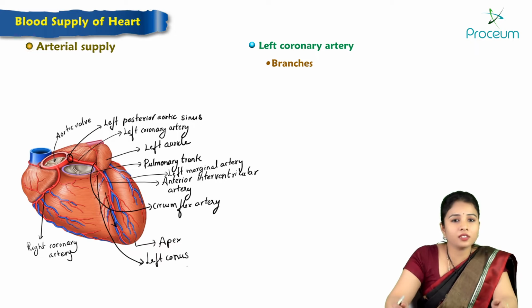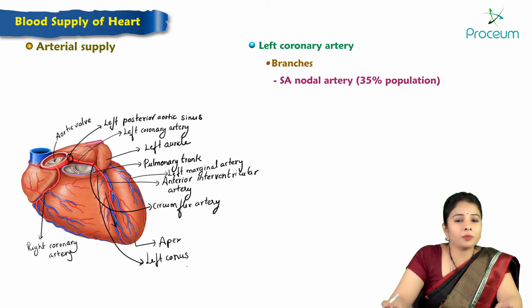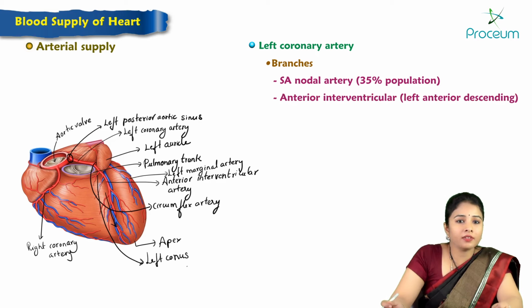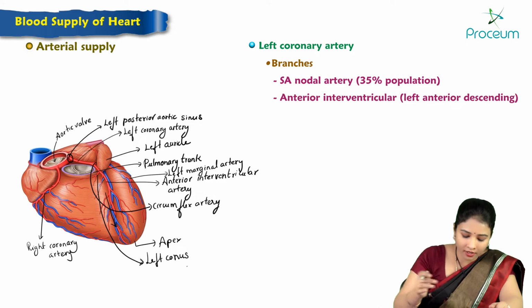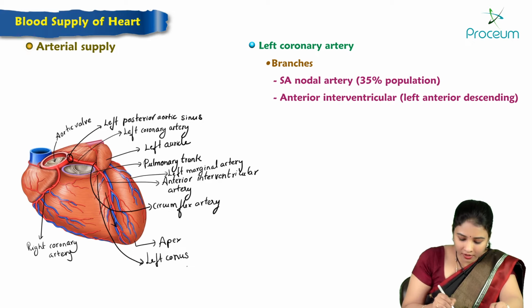Left conus artery is the infundibular artery. It supplies the base of the pulmonary trunk. And sometimes, in 35% of the population, we see the SA nodal artery may get origin from the left coronary artery. And anterior interventricular artery, which is otherwise called left anterior descending artery, which supplies the left ventricle as well as partly the right ventricle.